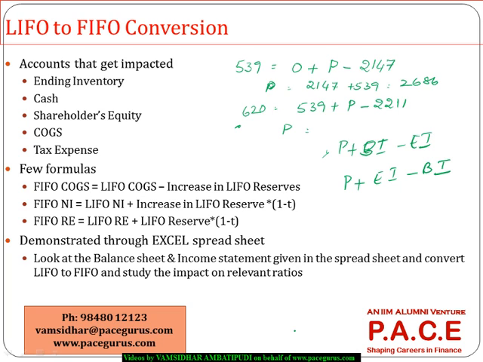So some of the formulas that we have used: when I am looking at FIFO cost of goods sold, simply from the LIFO cost of goods sold, subtract the increase in the LIFO reserves. Straightforward. Similarly, the FIFO net income will be the LIFO net income increased by the increase in the LIFO reserves times 1 minus tax rate. For retained earnings also, I'll take the LIFO retained earnings plus LIFO reserves times 1 minus tax rate.